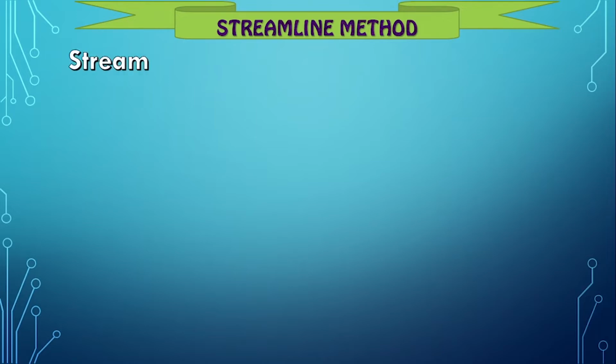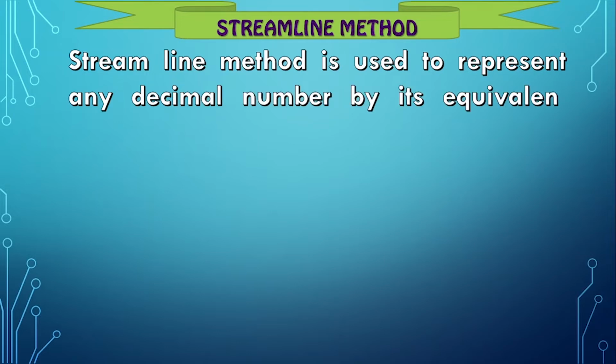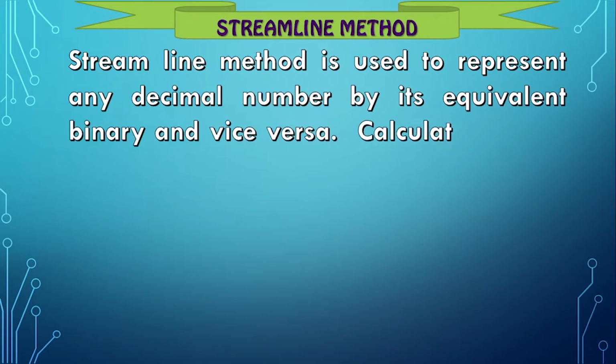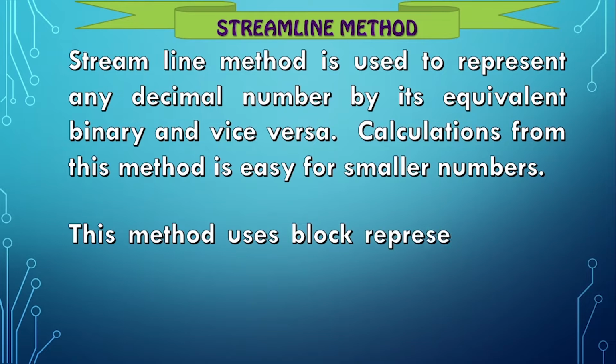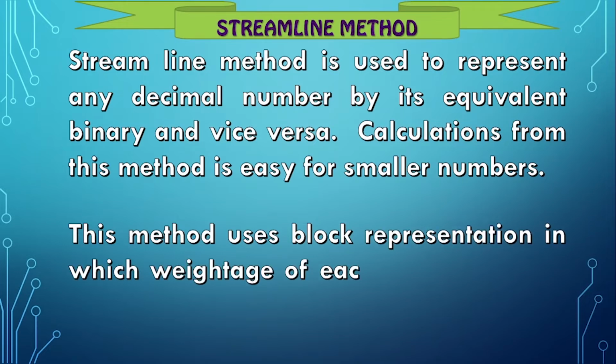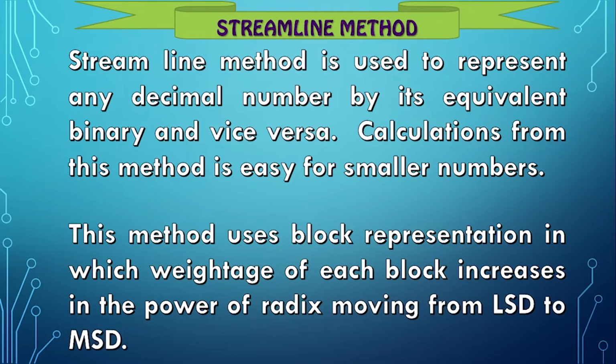So let us begin. The streamline method is used to represent any decimal number by its equivalent binary and vice versa. Calculations in this method are easy for smaller numbers. This method uses a block representation in which the weightage of each block increases in the power of radix, moving from LSD to MSD. Two new words introduced in this slide are LSD and MSD.